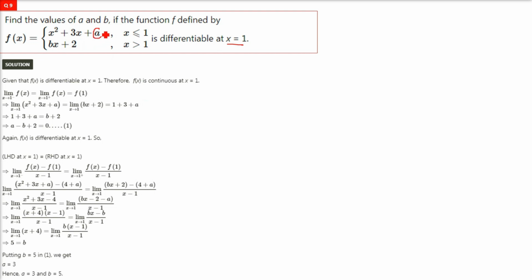We have a and b, these are two different constants that we have to find out. So we need to have at least two equations in order to get a and b. That is two variables or two values to be found out. Two equations have to be there. So what we'll do, we'll start with the continuity. So left hand limit, right hand limit we are going to find out.